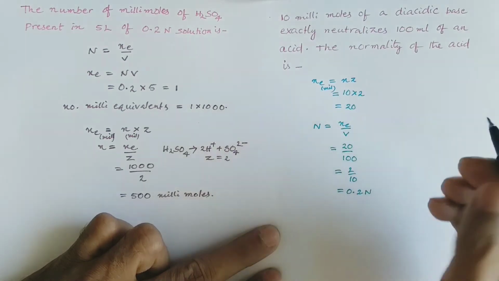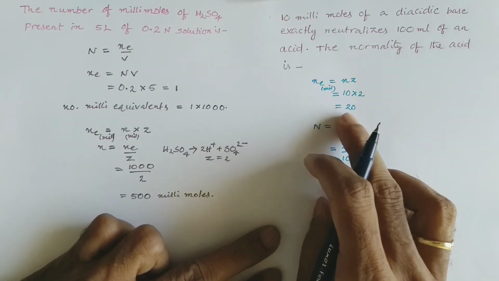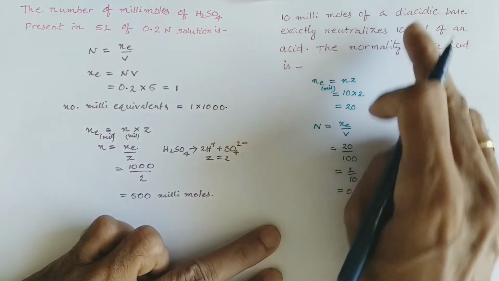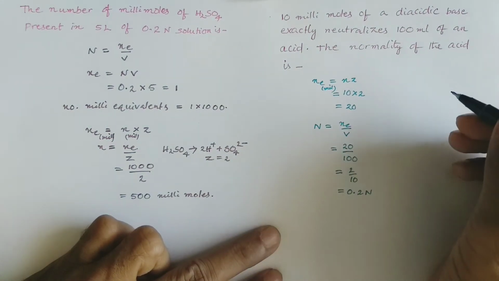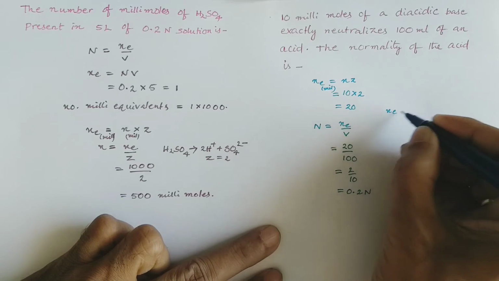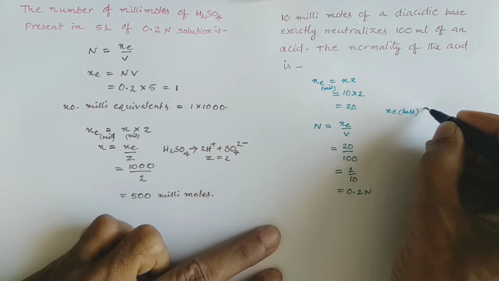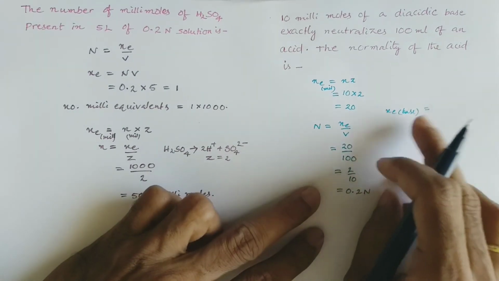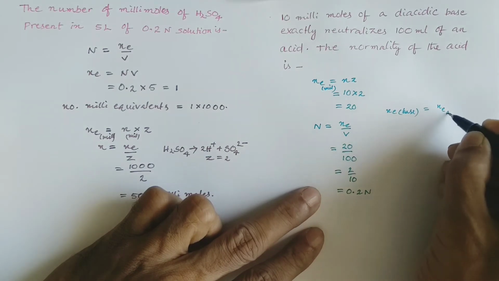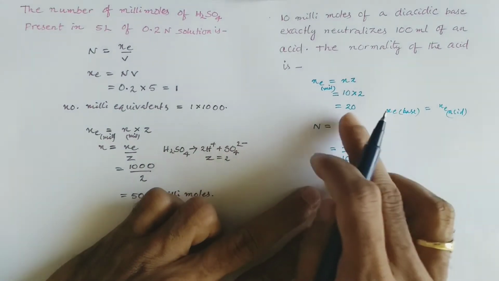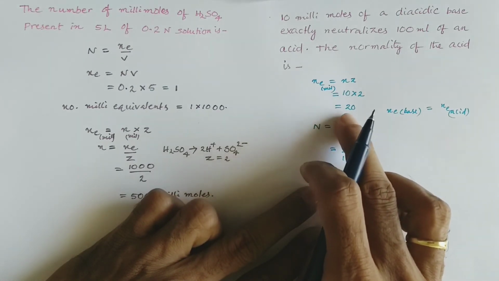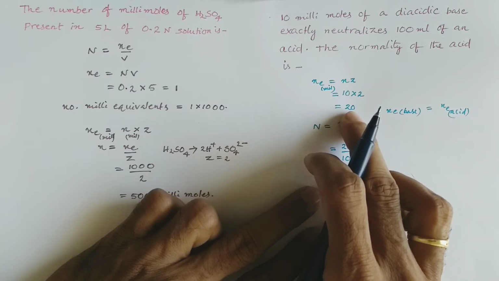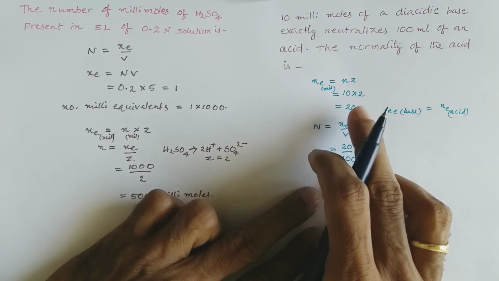This is milliequivalents. So the number of milliequivalents of base is obtained, but here it is asked about the normality of the acid. Remember, the number of equivalents of acid is equal to the number of equivalents of base. The neutralization principle is that the number of equivalents of base is equal to the number of equivalents of acid. So here 20 milliequivalents of base is obtained. That means the number of milliequivalents of acid is also 20, right? Now we can calculate the normality of this acid.